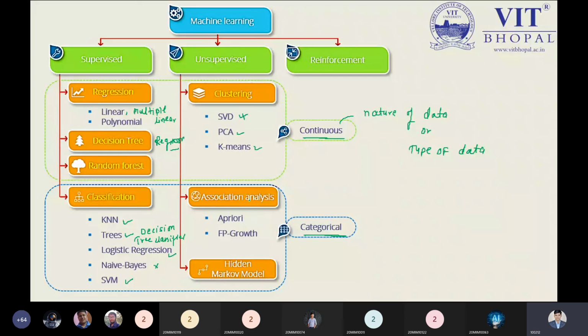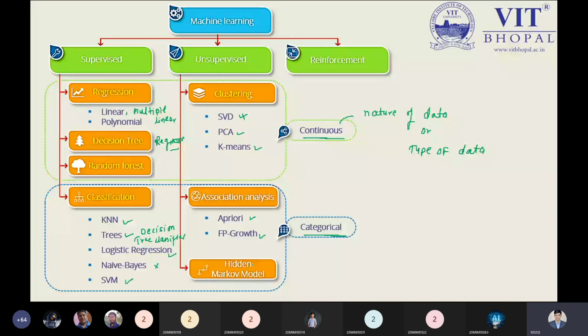In categorical data under unsupervised learning, we will use association analysis. So the Apriori algorithm and FP growth. The Apriori algorithm we will see, and if time permits then we will see FP growth. These two are not mentioned in the syllabus, so it depends on our time, and if time permits then we will see association analysis in a detailed manner, of course. But the fundamental part I will tell you.